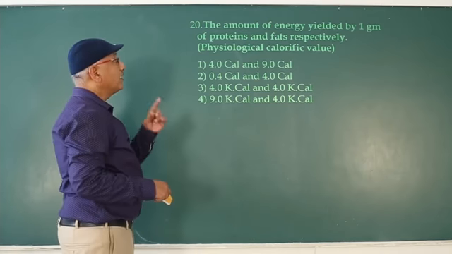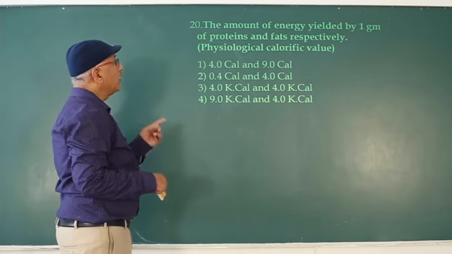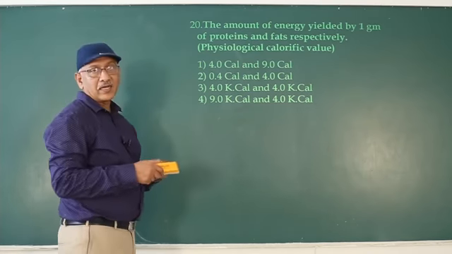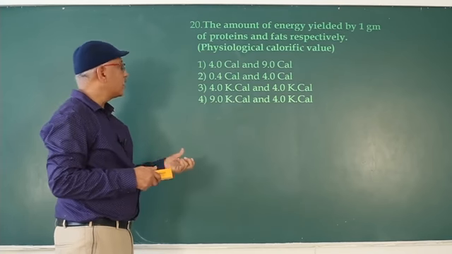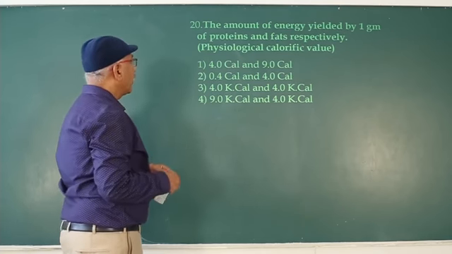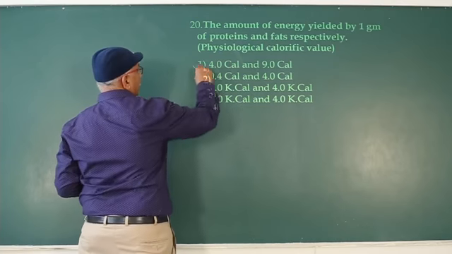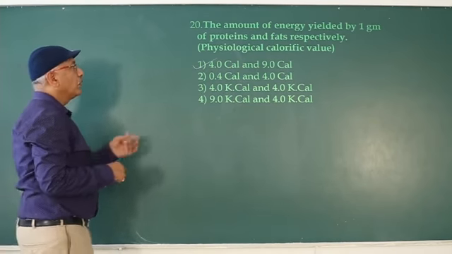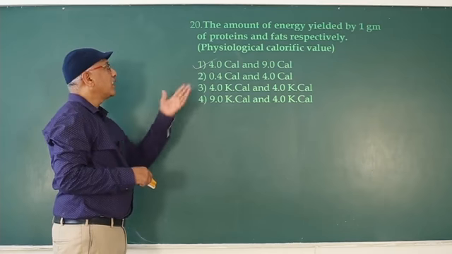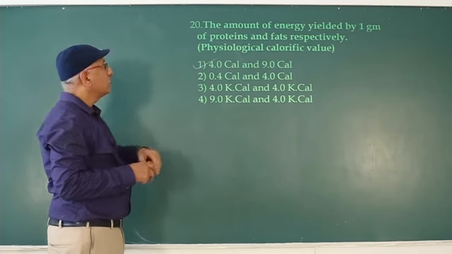The amount of energy yielded by 1 gram of protein and fat respectively. Physiological calorific value; physiological means in the cells of the organism. That is 4 kilocalories and 9 kilocalories. First option. Protein 4, fat 9. Similarly, carbohydrate also 4.